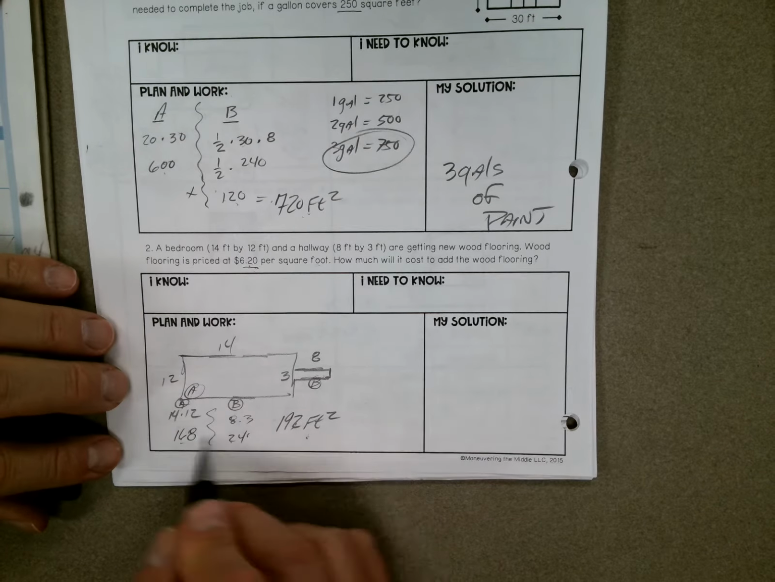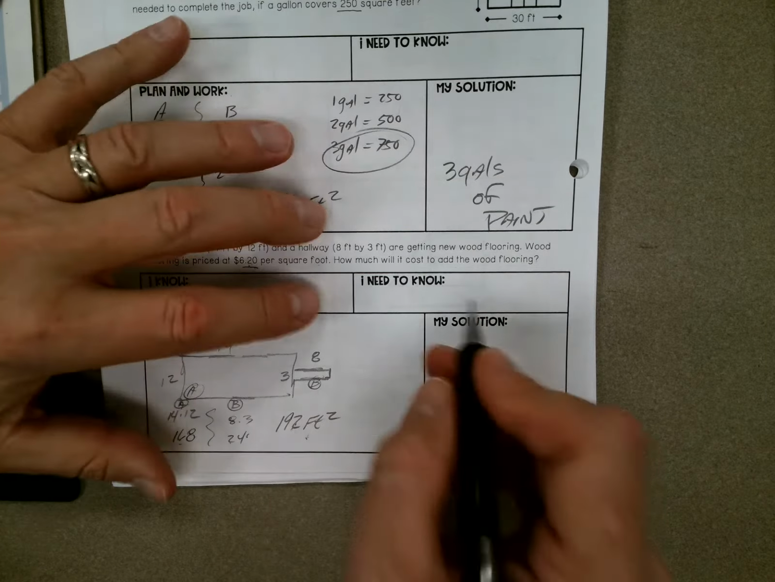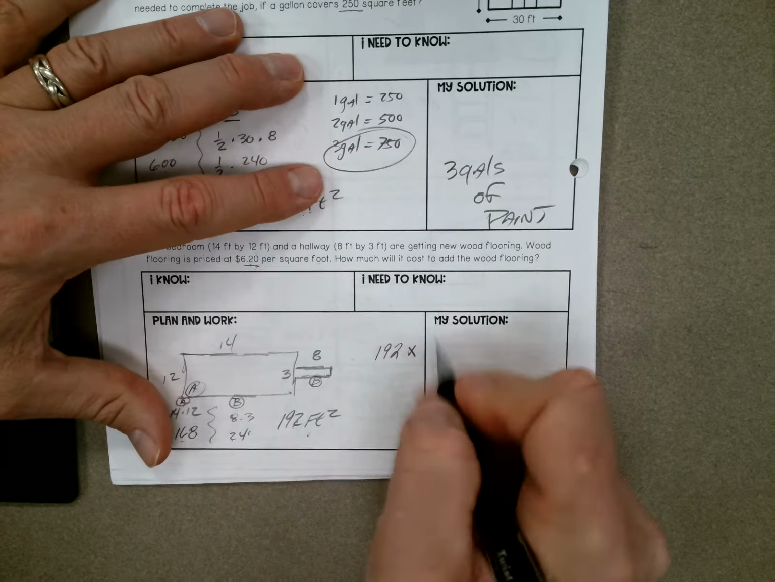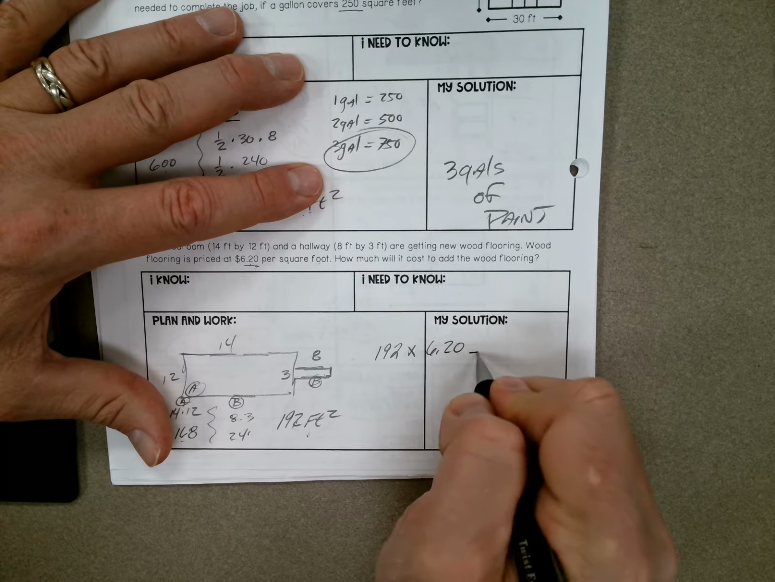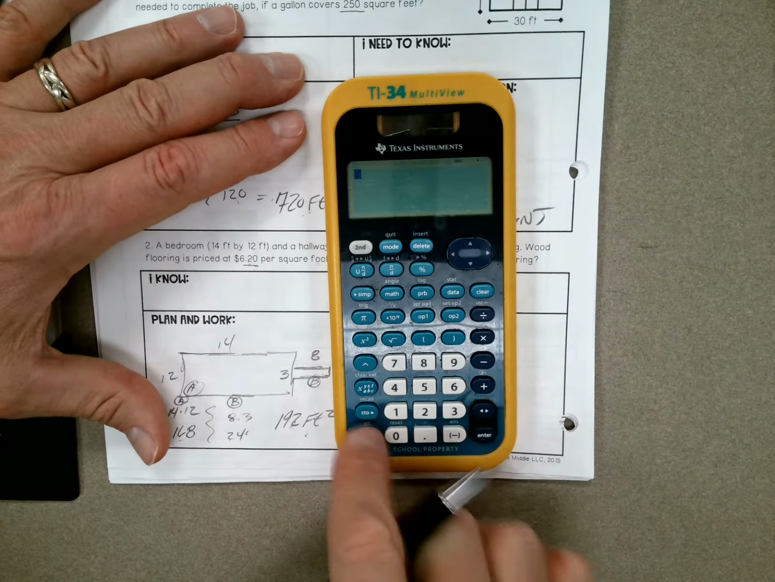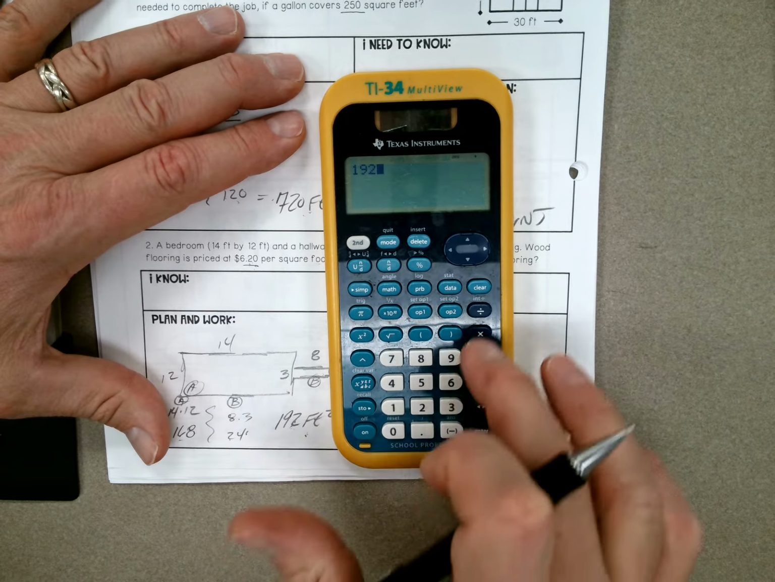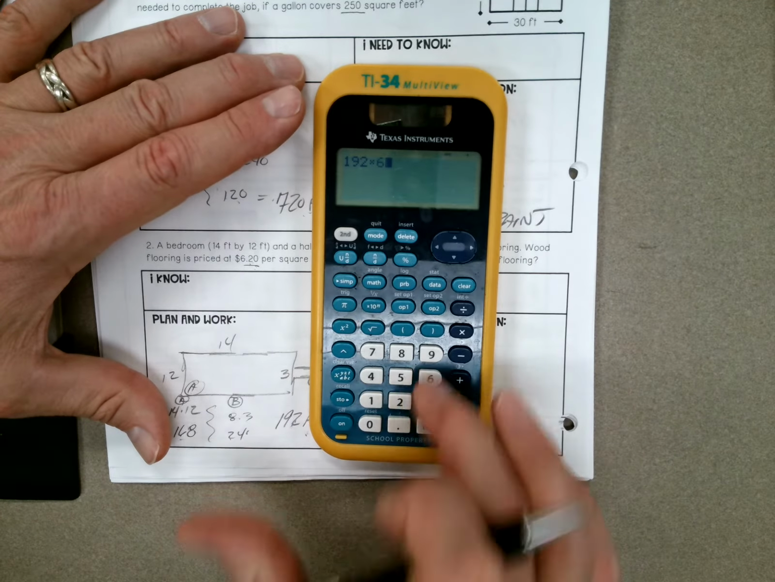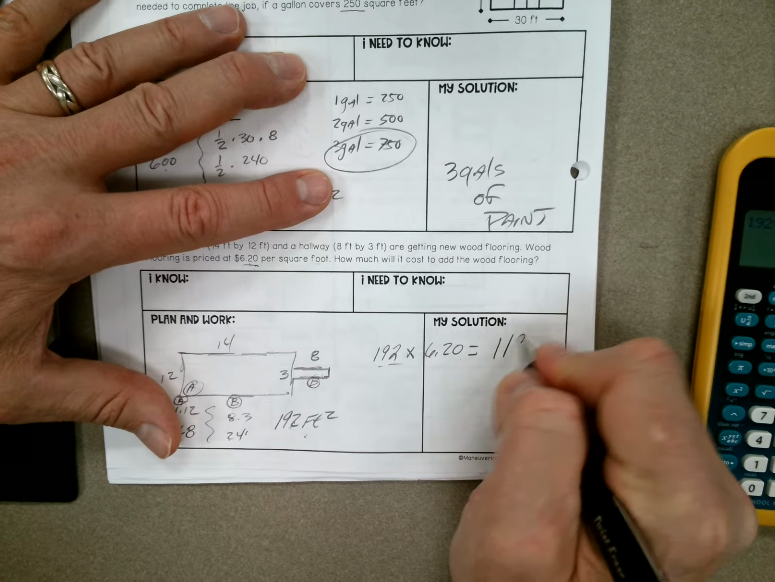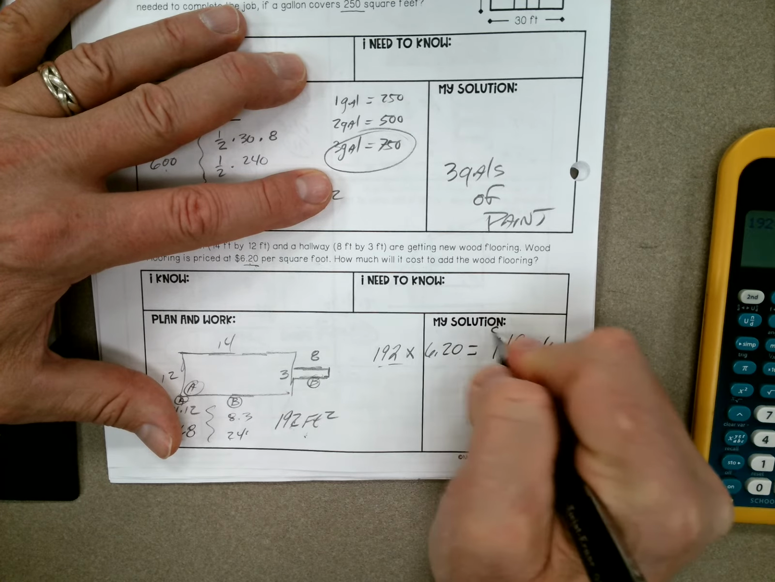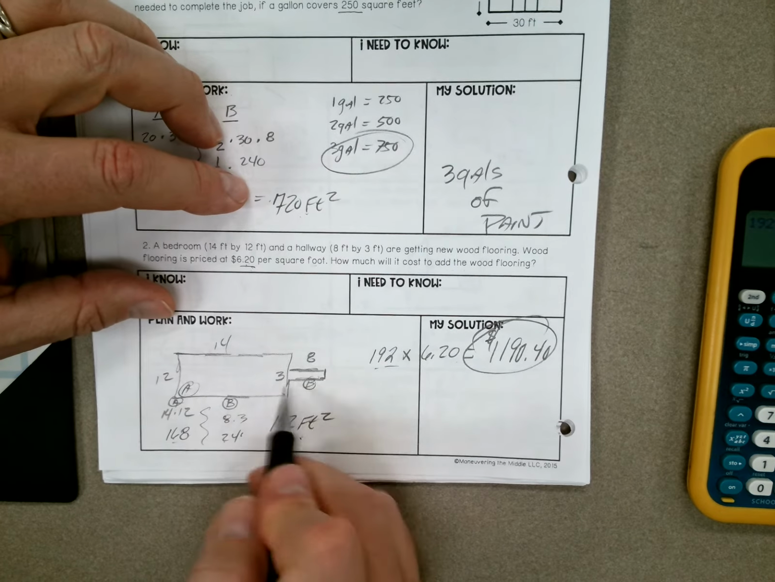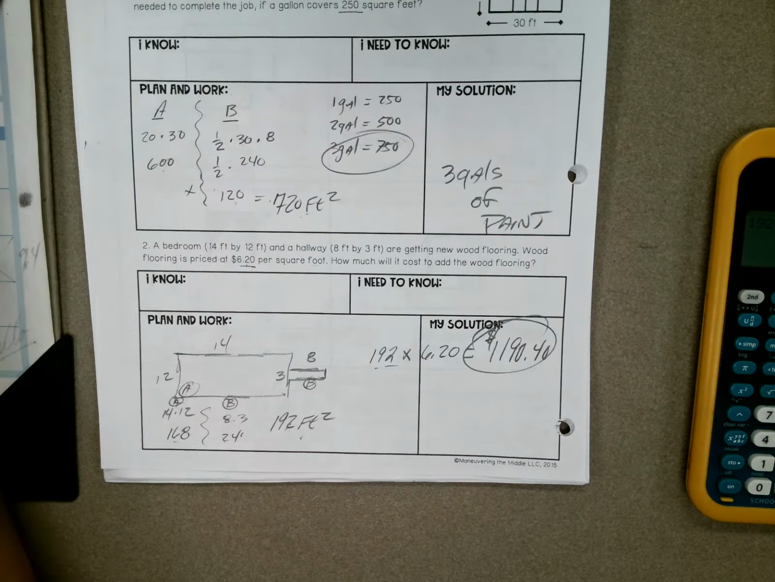Okay, so we know it's not going to be divided. We don't want to divide it up. I know that if it's 192 square feet and each square foot is $6.20, I want to multiply those, and that's going to give me my total cost. So let's try that again. 192 times $6.20, and we end up with $1,190.40. And that's the total cost for the hardwood of this hallway and that room.